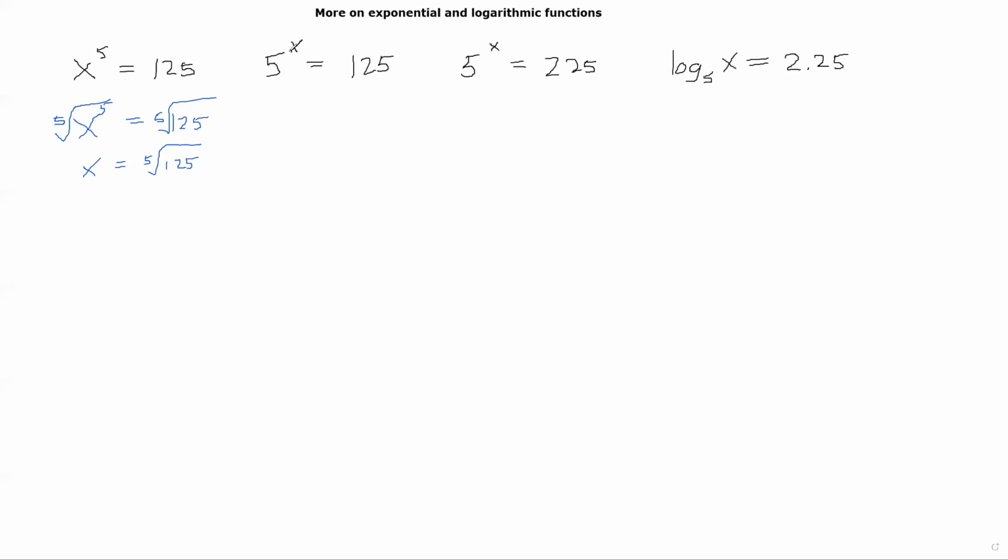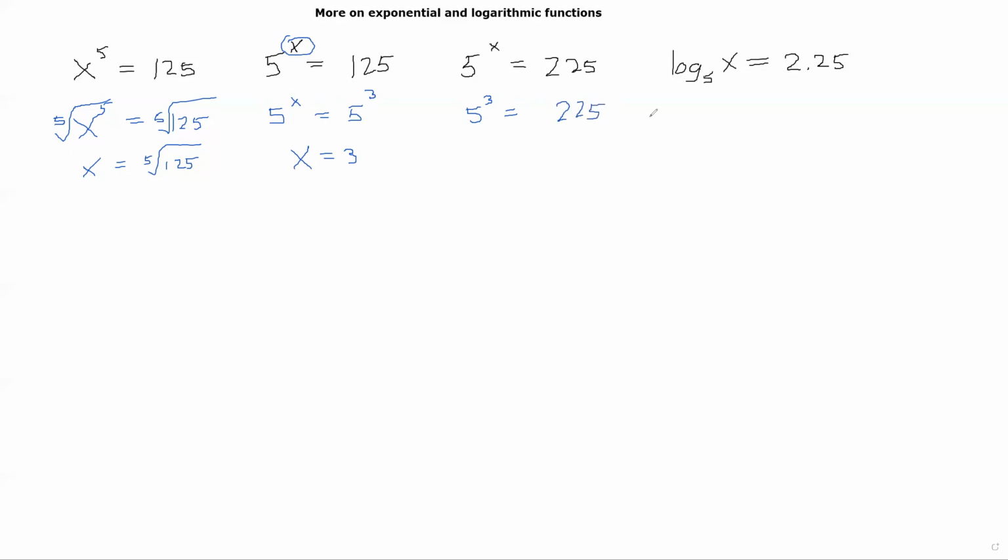In the second example, 5 to the x, now this is exponential because the variable is up top. In this particular example, we're able to write the right side of the equation as a power of 5, and so now we recognize that when the bases match, the powers must also match, and this is just x equals 3. But we can no longer do that with this third example because 225 is not conveniently a power of 5. There are only a very small number of values that will meet that description.